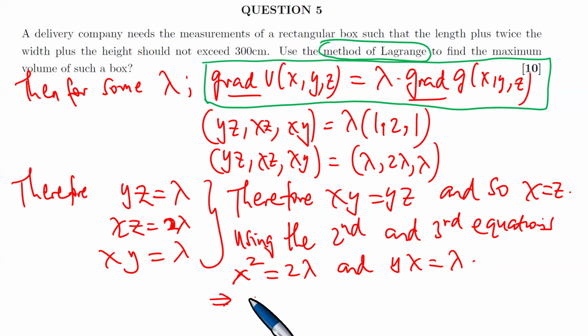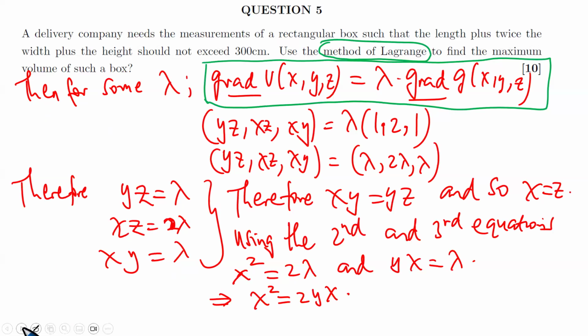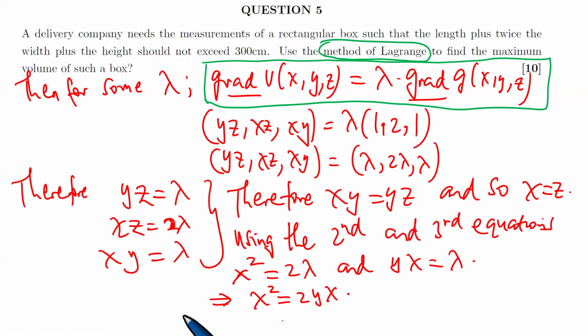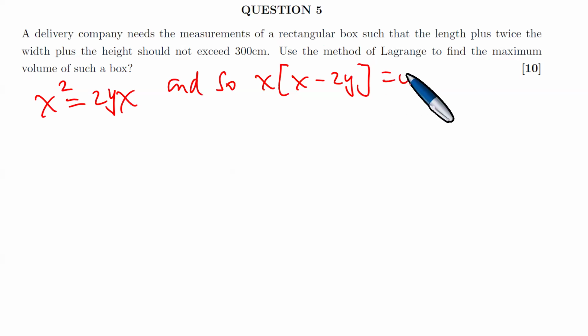Okay, and this means x squared equals 2 lambda, which is 2yx. And so what is this? If x squared equals 2yx, we can manipulate. Okay, so I need to write the property here, 2yx. Now here you can do anything. Pulling out x, it's x minus 2y equals 0, and this means that x equals 2y. X is not 0, so x is 2y.